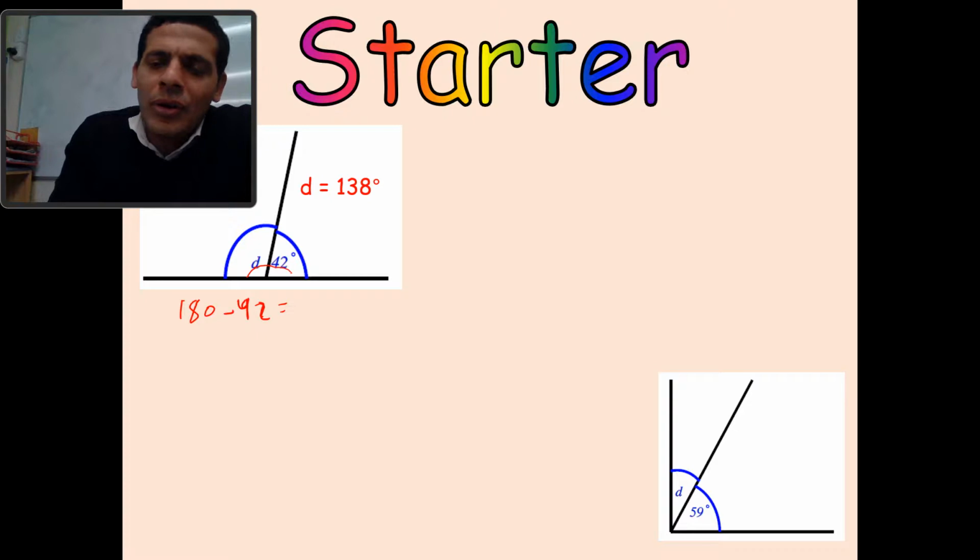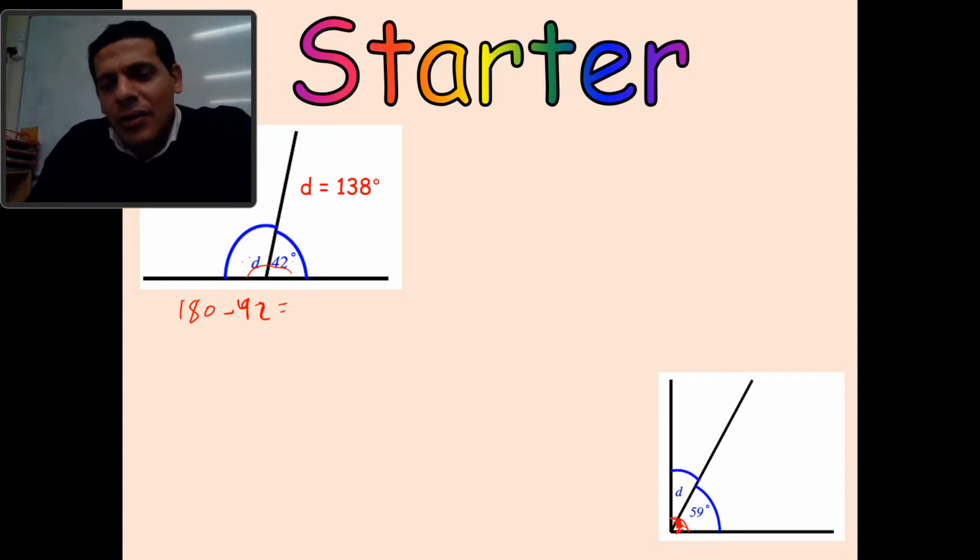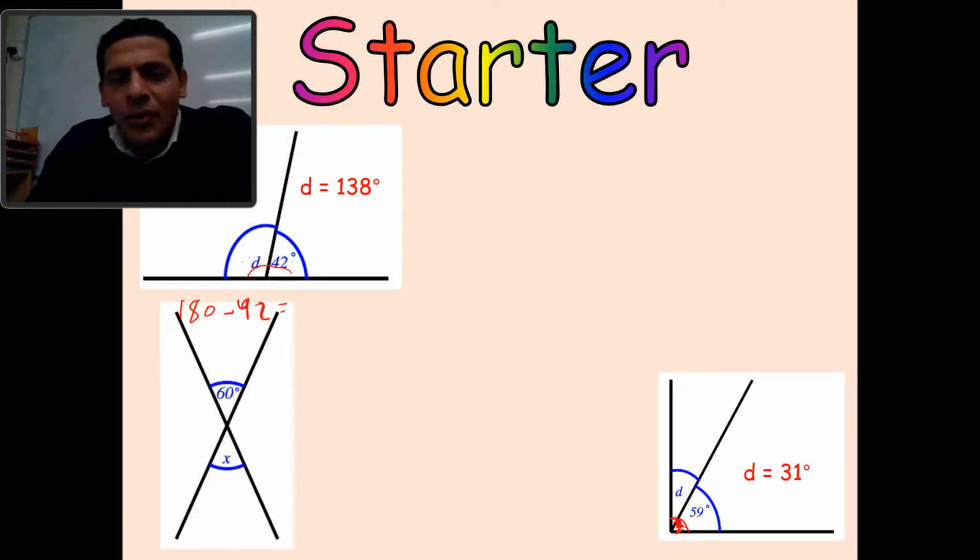We move on. By the way, these angles we name supplementary angles. Here we have angle D plus 59 is 90 degrees, which is a right angle, and we name it complementary. So how do you find the angle D? Yes, 90 minus 59, which is 31 degrees.